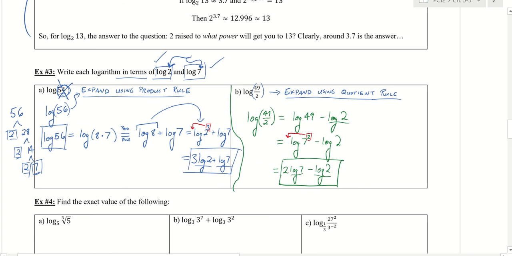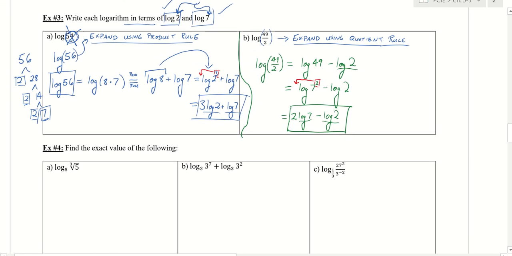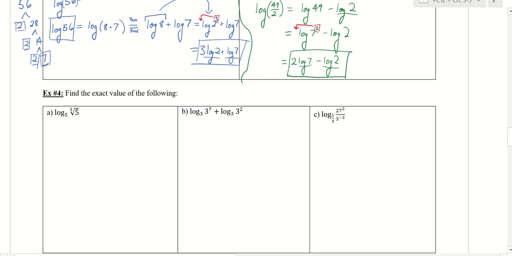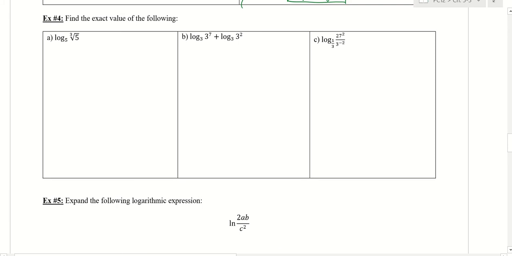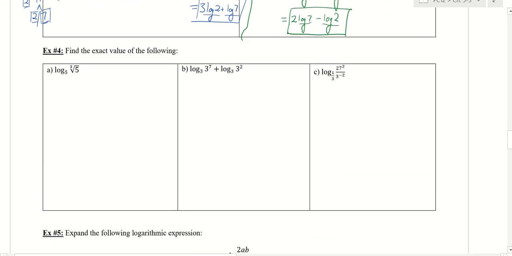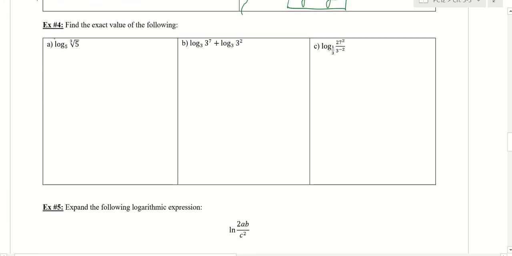So in the next video, we will look at reorganizing other logarithmic terms and other logarithmic expressions. In fact, it's not just a reorganization that we're going to need to do. We're going to need to reorganize these for a specific purpose to find the exact value.